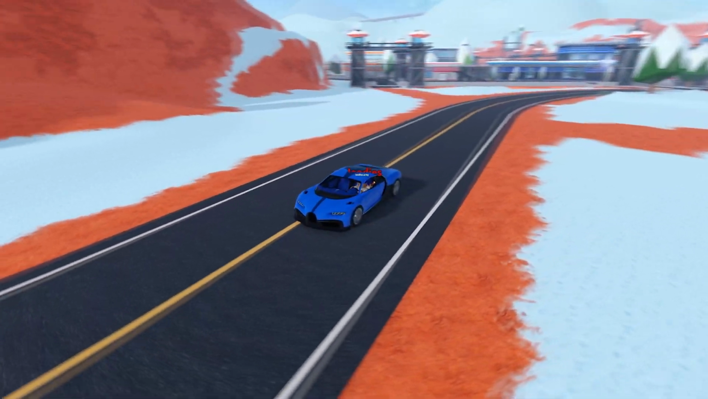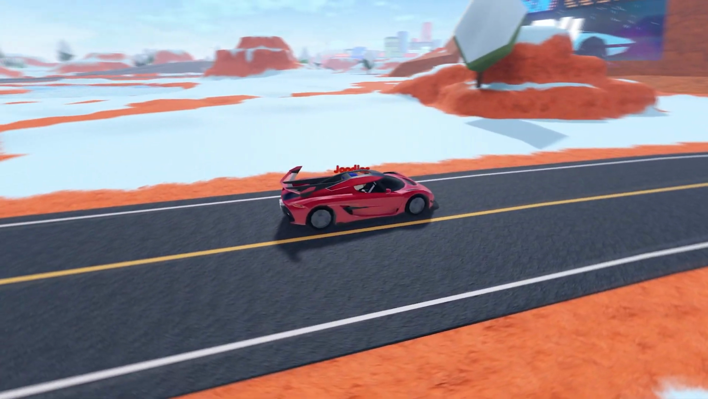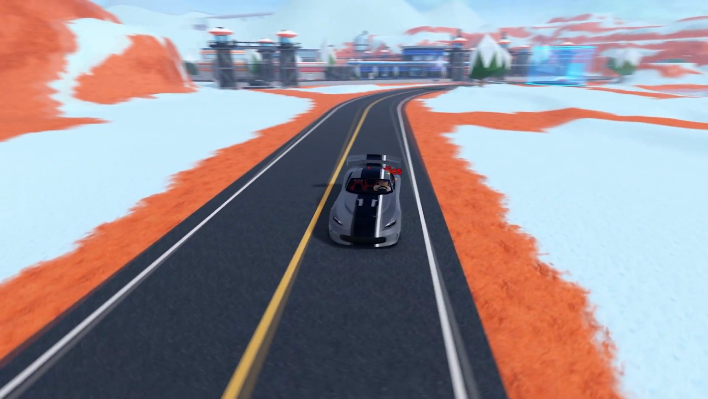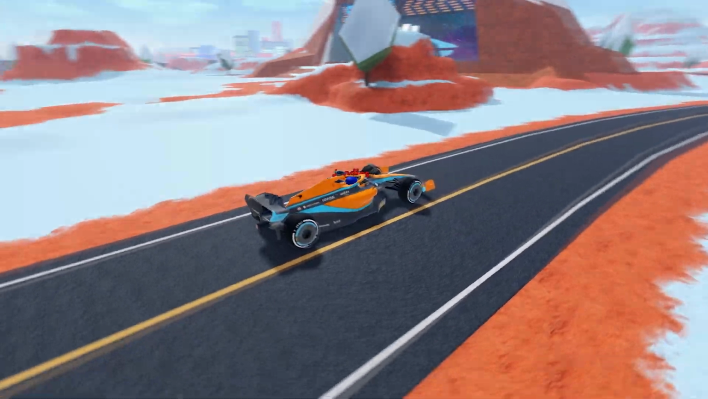Over the years, many people have attempted to find the best car in Jailbreak, myself included. Jailbreak is so complicated that it becomes hard to find one car that will consistently perform well in every scenario.